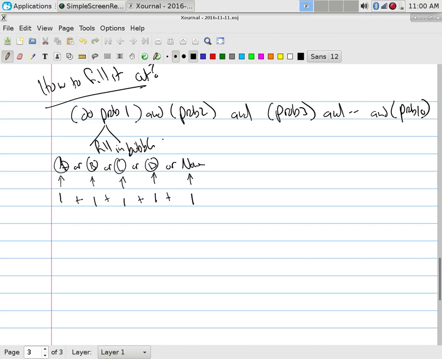So what is fill in the bubble? Fill in the bubble is actually 5. Where did the 5 come from? It's from the sum rule.